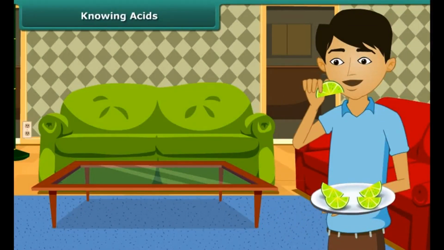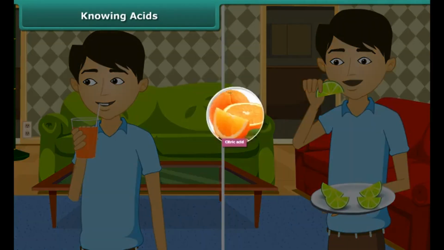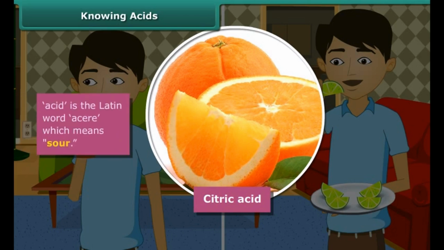Many of us like the sour taste of food. You must have noticed that sometimes juices we sip are sour in taste. Generally, sour-tasting substances contain acids. Some fruits contain citric acid, which is sour in taste. The origin of the word acid is the Latin word acer, which means sour.